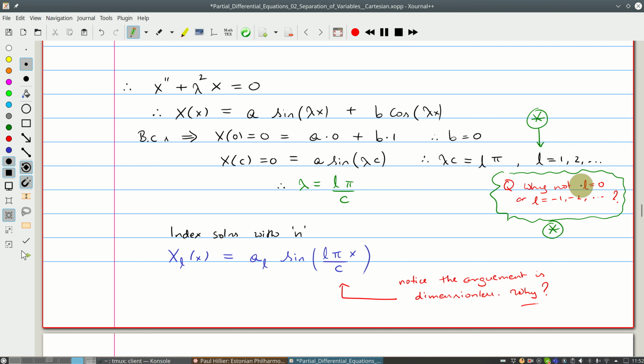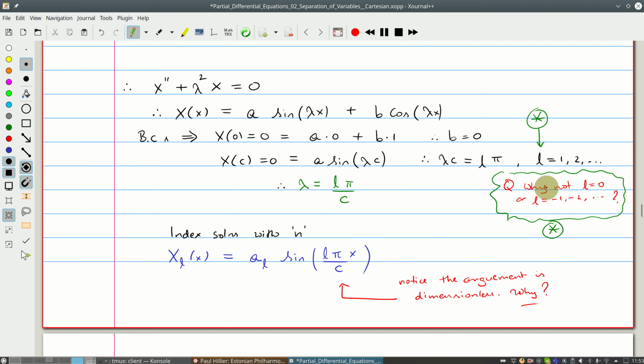Now, if you have thought about it, you should see that if L is 0, then lambda is 0, therefore we'll have sine of 0. Sine of 0 is 0. And b has been known to be 0 from the first boundary condition. So we get capital X is 0. That's a trivial solution, and we're not interested in that. Now, why can't L be minus 1 or minus 2? Why is it positive only? Think about it. Pause the video for a while if you wish.